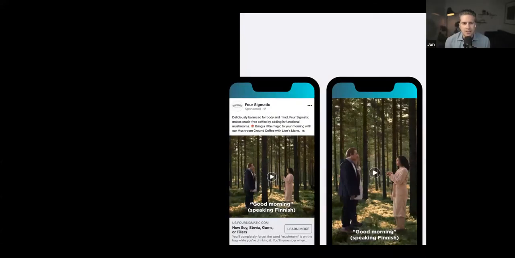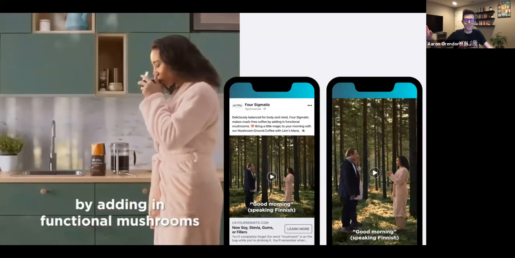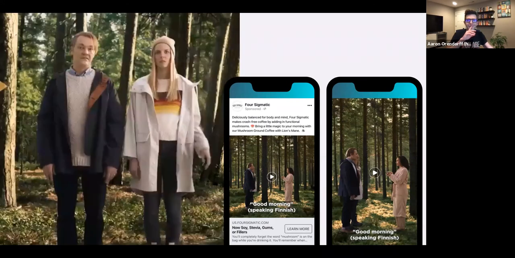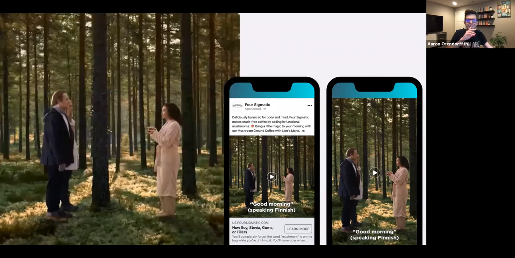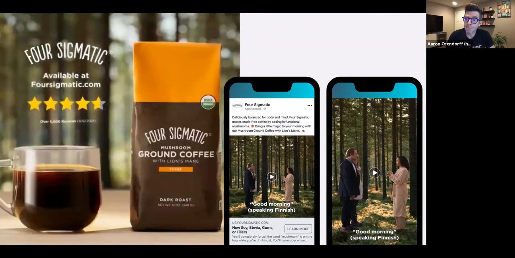Four Sigmatic makes coffee crash-free by adding in functional mushrooms from places like this. Hyvää huomenta. Four Sigmatic, deliciously balanced for body and mind.